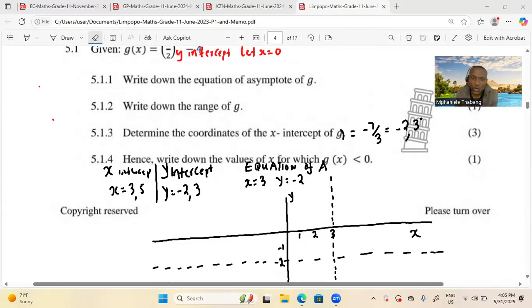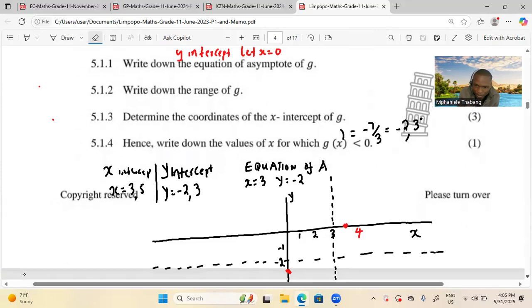And then you have to show the x-intercept. The x-intercept is a point on the x-axis. So the x-intercept is going to be between 3 and 4. This is my x-intercept, 3,5. 3,5 is between 3 and 4. And the y-intercept is negative 2,3. It has to be below negative 2. Let me put it here. This is the y-intercept. Let me pull my graph down a bit.